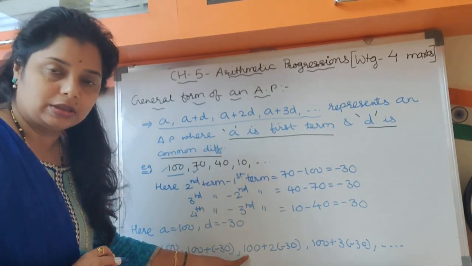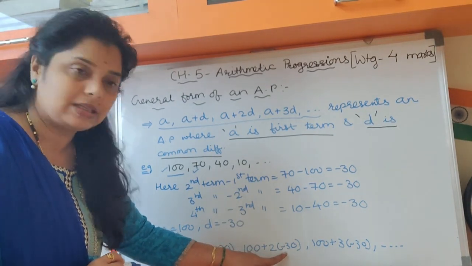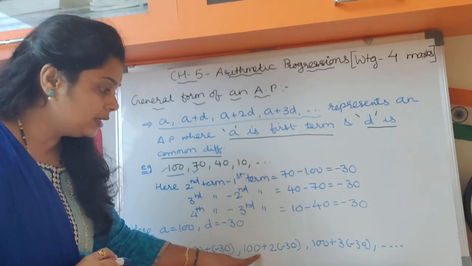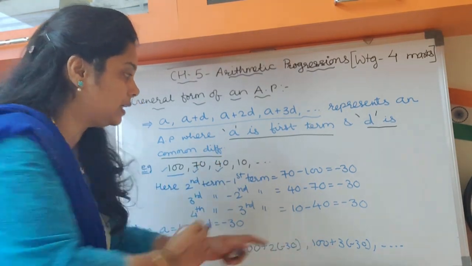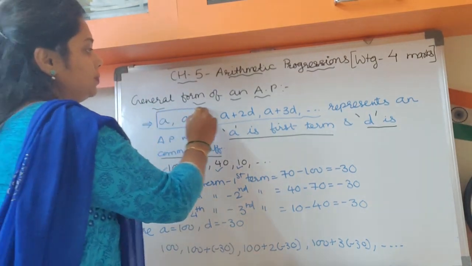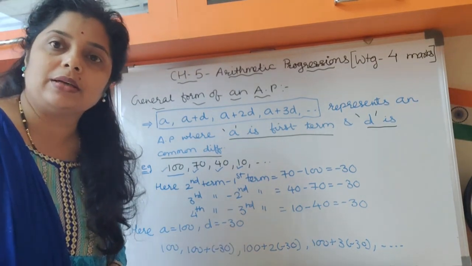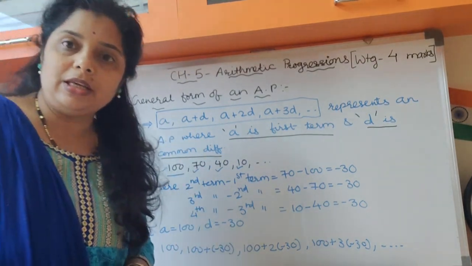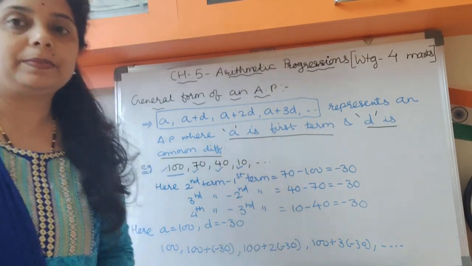Now let's check for the third term. 100 plus 2 times minus 30. 2 threes are 6, so minus 60. So 100 minus 60 is 40. Similarly, 100 minus 90 is 10. So in short, this is the general form of an AP: a, a plus d, a plus 2d, a plus 3d.